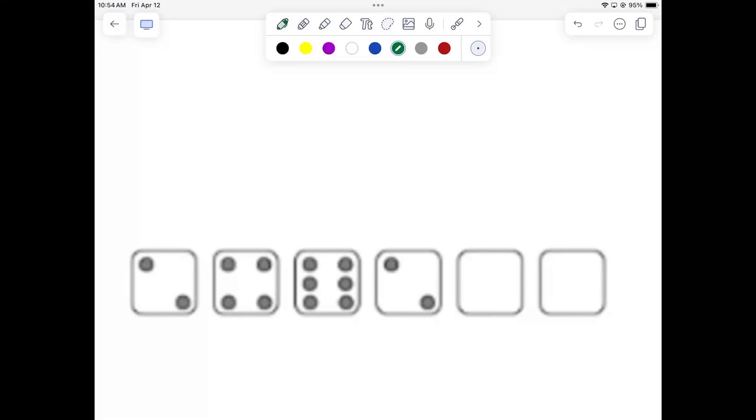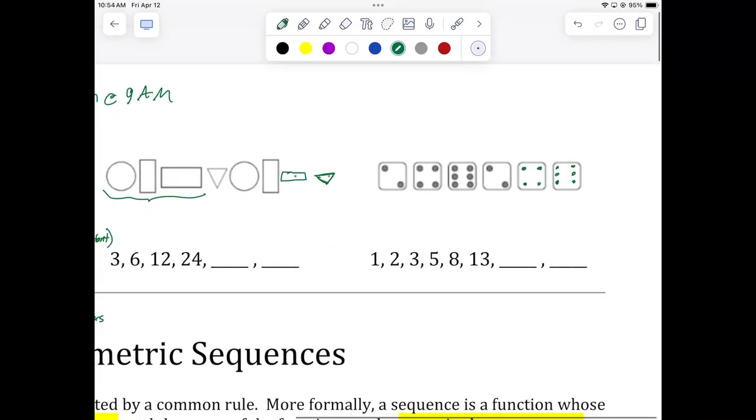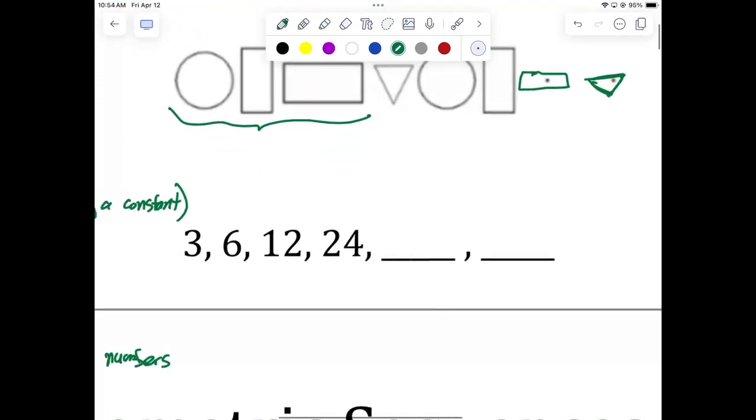2, 4, 6, 8. Who do we appreciate? Mathematicians. No, 2, 4, 6, 2. What comes next? 4, and then 6. All right, let's come down here to the numbers.